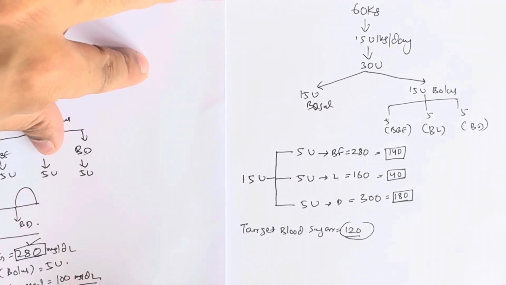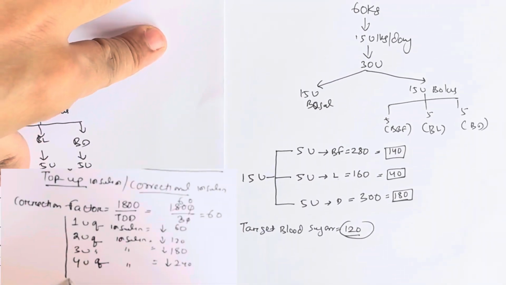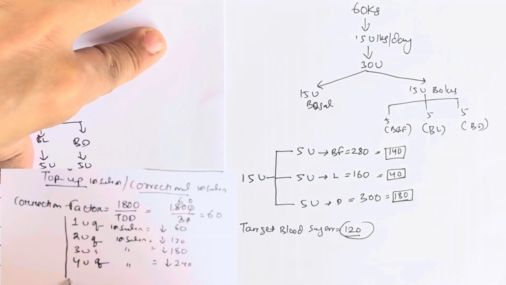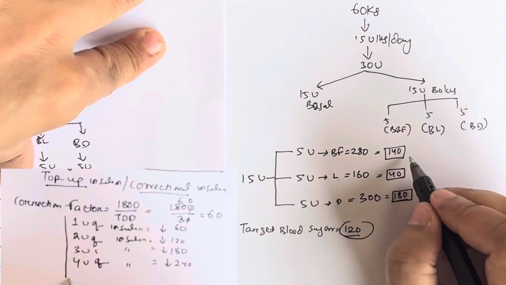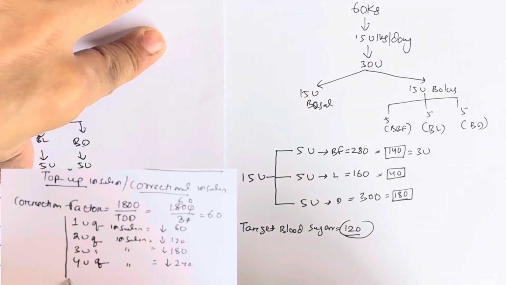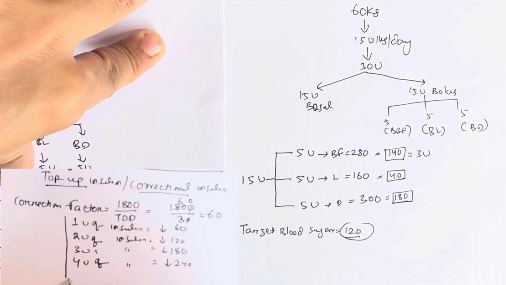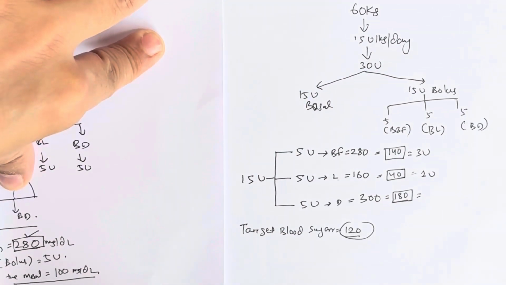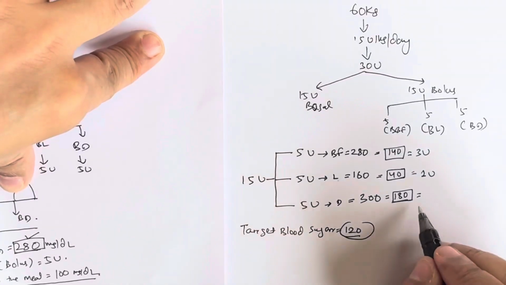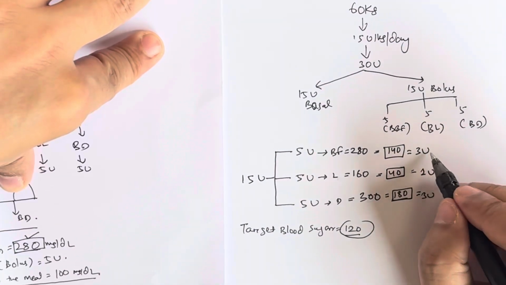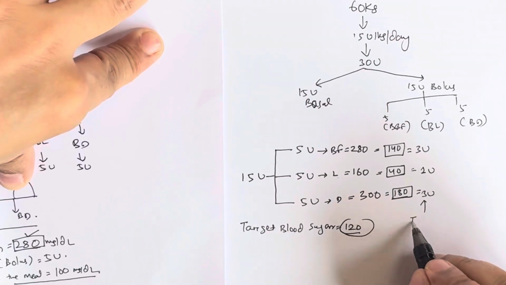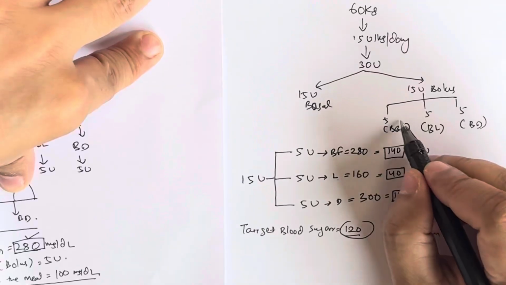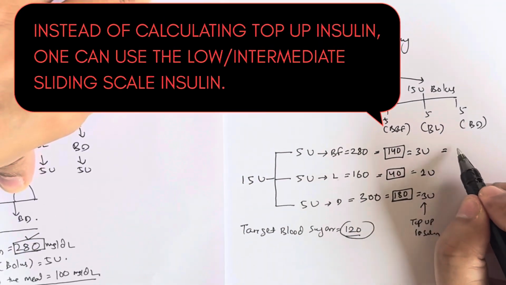How? As I have discussed, 1 unit of insulin decreases the sugar by 60. So for 140 it is between 2 and 3, so we'll take the higher side. So we need 3 unit extra. For 40, we need 1 unit extra. For 180, it is 3 unit extra, right? So this is called top up insulin or correctional insulin. What is our fixed dose insulin? 5, 5, 5. So we add that to the fixed dose.